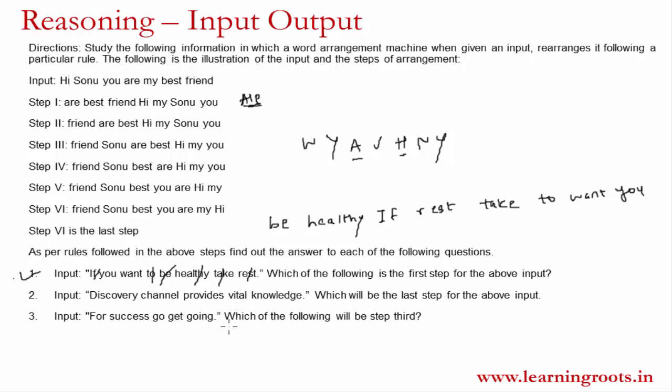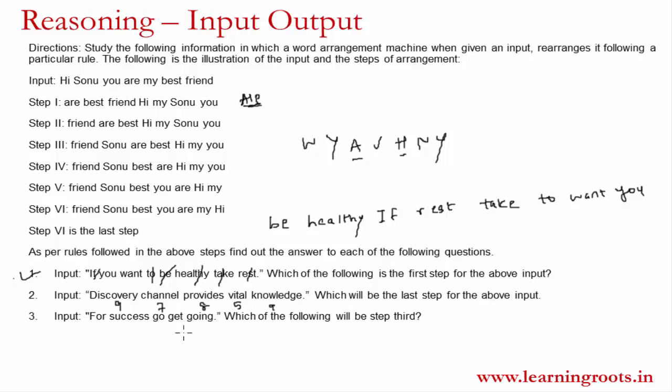So again we can figure out how to go about this question. Now we know the logic, so we can simply write the number of letters in each word. This discovery is a 9 letter word. Channel is a 7 letter word. Provides is an 8 letter word. Vital is 5 and knowledge is again 9. So there is a 9 letter word, 7 letter word, 8 letter word, 5 letter word and 9 letter word.